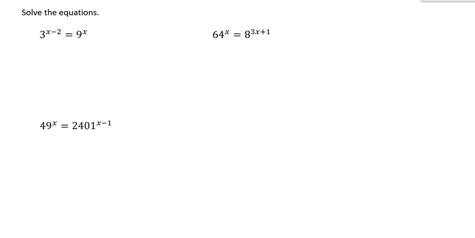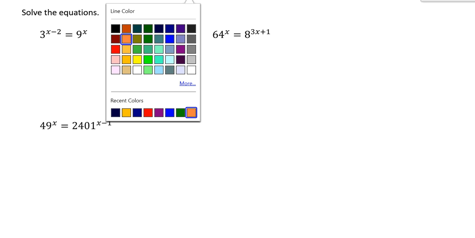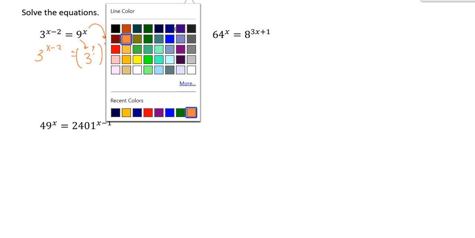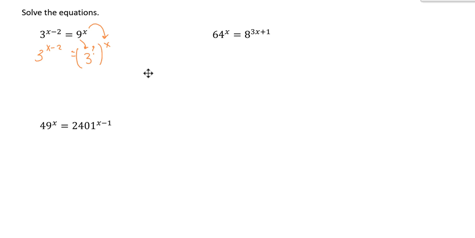Okay, a little bit different this time. We've got 3 to the x minus 2, but look, we've got 9, and 9 has a power on it. So 9 is going to be 3 to some power, right? And then you're going to apply this x afterwards. So let's start with the 9. 9 is the same thing as 3 squared.